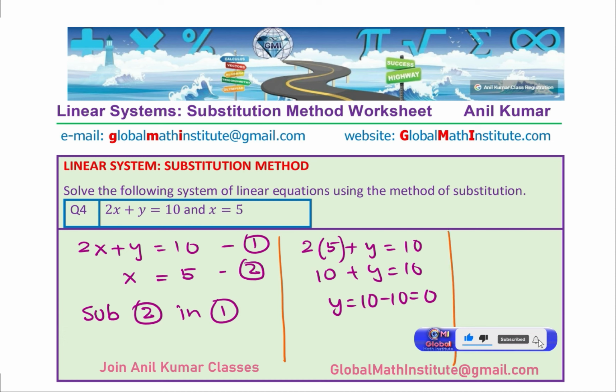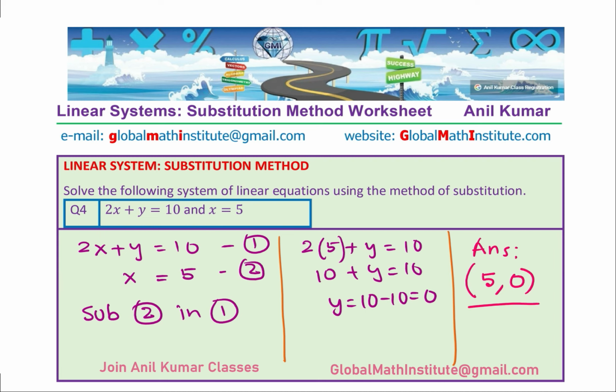And we have our answer. And what is the answer now? You have to write x coordinate value first, which is 5, and then the y value of 0. That becomes the solution, correct? So that is how we have to solve the linear system.